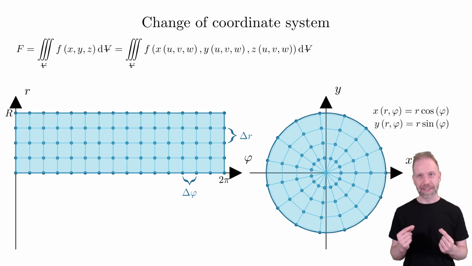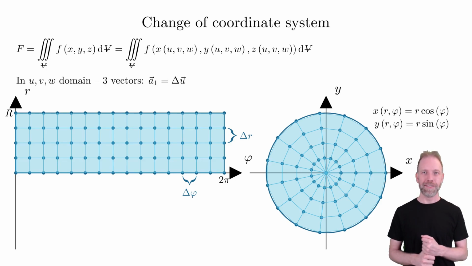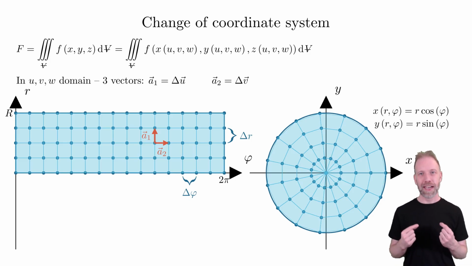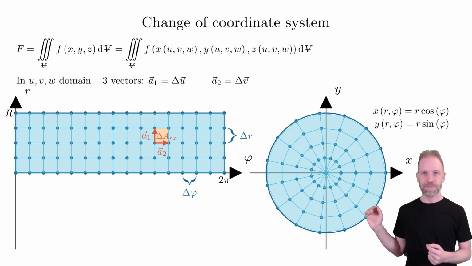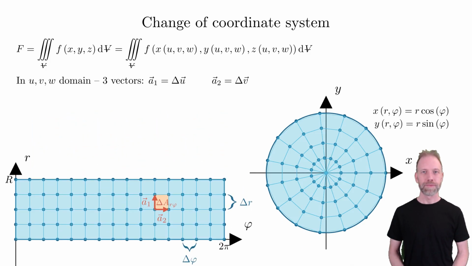To mathematically handle this, start by looking at the u, v, and w domain in 3D, or our r-phi domain in 2D. We can now define three vectors. The first one, a1, is the vector delta u, or delta r in our 2D example. The second one, a2, is delta v, or delta phi in our example. In 2D, we can now define our integration element delta a in the r-phi domain as the rectangle shown in orange. In the 3D case, we would need the third one, a3, as delta w.